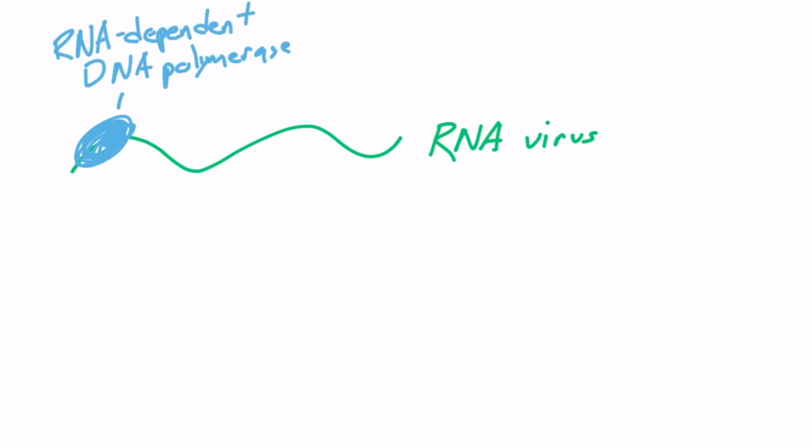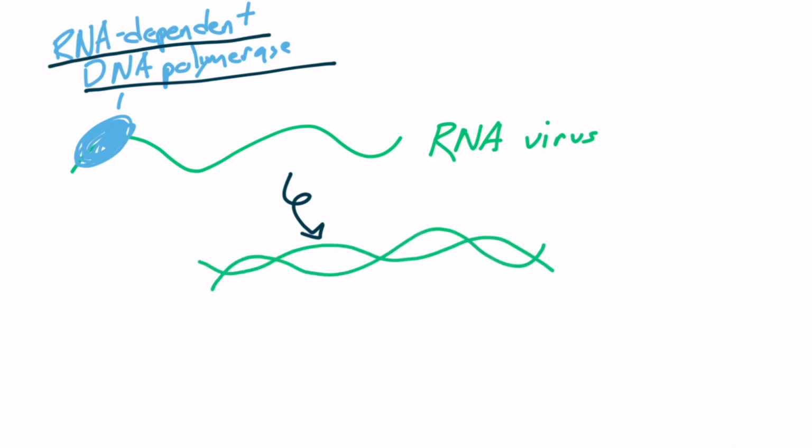The polymerase is RNA-dependent because it uses RNA to make its product. And the fact that it's a DNA polymerase indicates that it makes DNA. So here's that DNA product made from that RNA-dependent DNA polymerase. So which viruses start with RNA and then make DNA? Those would be HIV and HTLV.